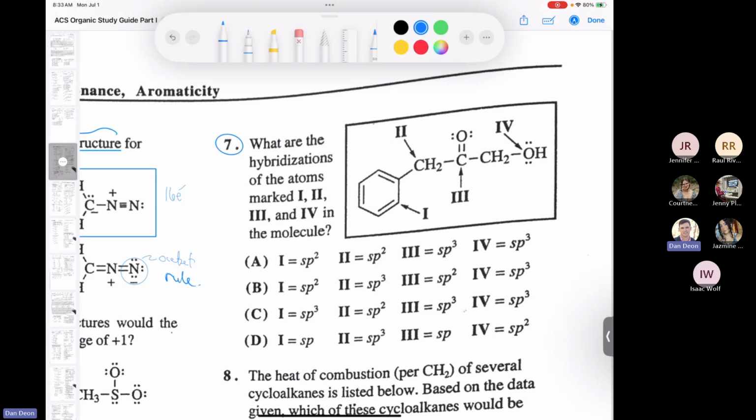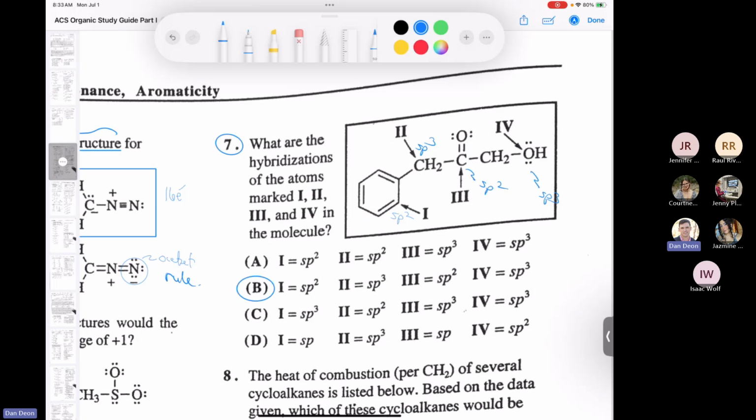All right, anybody have an answer for this one? So if I look at atom number 1, its hybridization is going to be sp2. If I look at atom number 2, its hybridization is going to be sp3. If I look at atom number 3, Jenny, it's going to be sp2, and number 4 is going to be sp3. Exactly. Thanks, Jenny. sp2, sp3, sp2, sp3. Right?